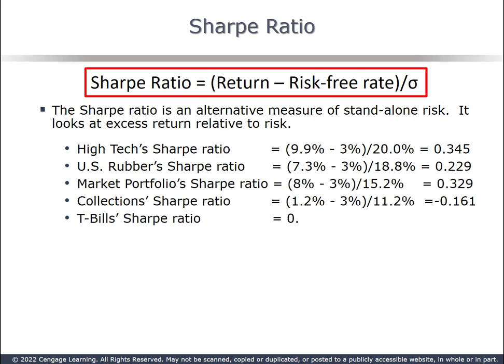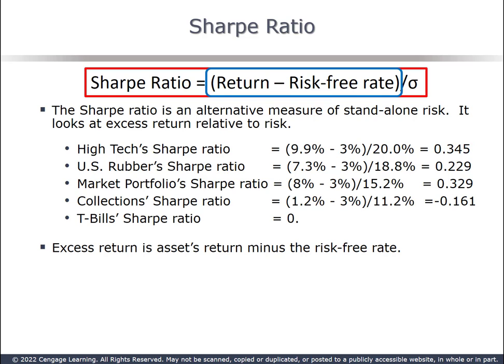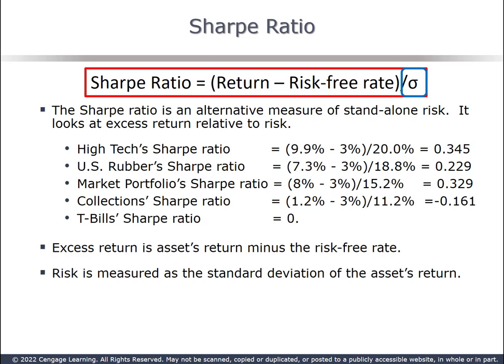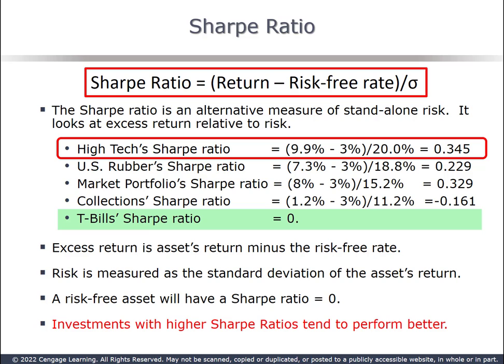The Sharpe ratio is an alternative measure of standalone risk. It looks at excess return relative to risk. Excess return is an asset's return minus the risk-free rate. Risk is measured as the standard deviation of the asset's return. A risk-free asset will have a Sharpe ratio of 0. Investments with higher Sharpe ratios tend to perform better.